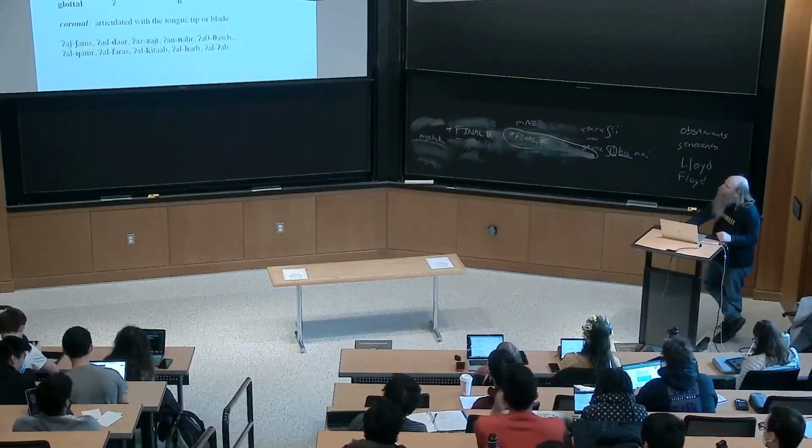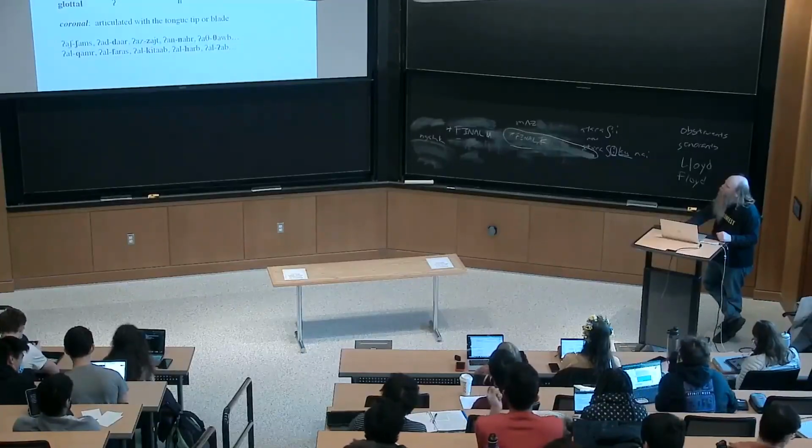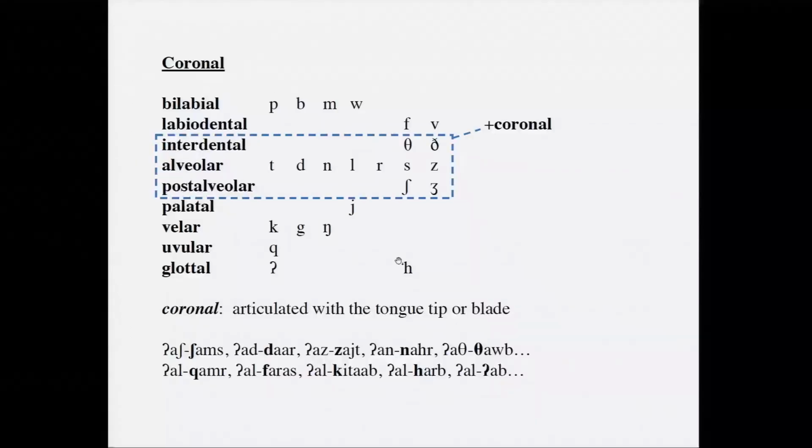I see what you mean, but look, there are consonants like P and T and K, which are all stops, but T is coronal and P and K are not, right?